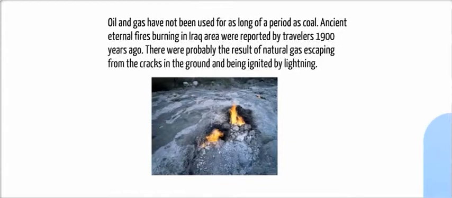So oil and gas have not been used for such a long period of time as coal. Ancient internal fires burning in Iraq were reported to travelers 1,900 years ago. These were probably the result of natural gas escaping from the cracks in the ground and being ignited by the lightning. So that picture there is something that somebody would have seen as an eternal fire.